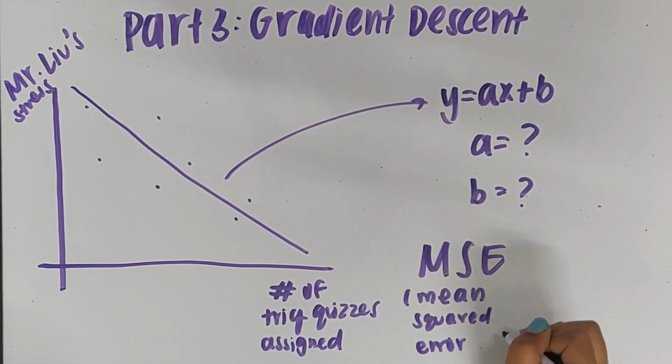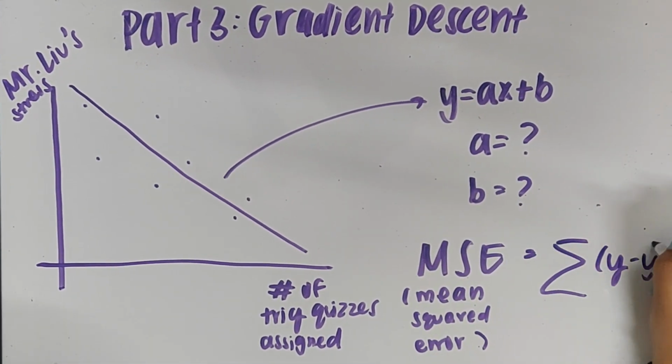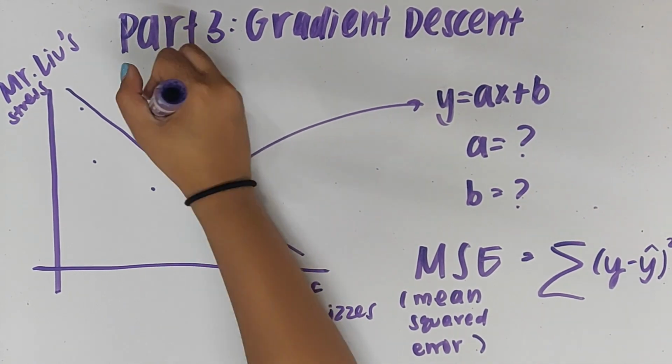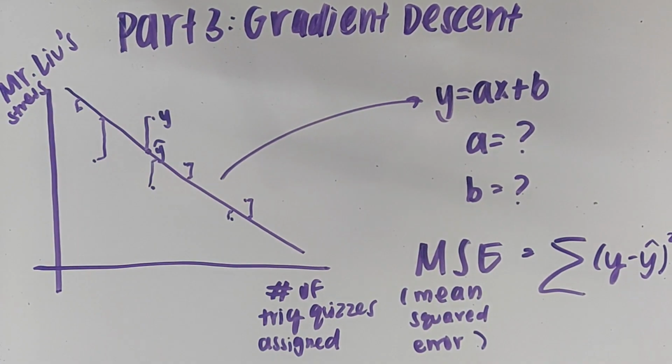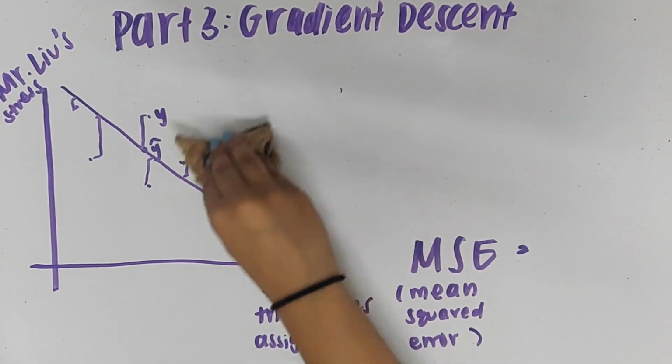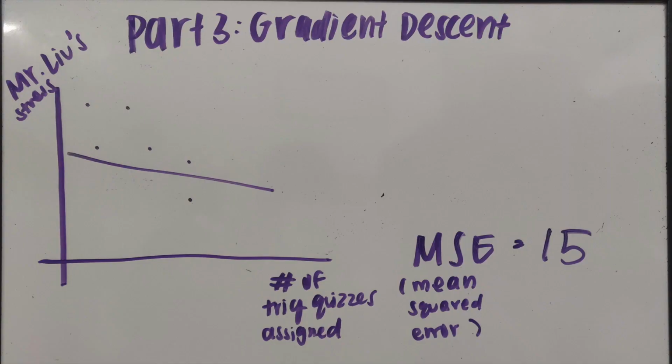To do this, we need to use the MSE, or the mean squared error. Let's call points on the line y hat and the actual points y. To find the MSE, we need to find the sum of all the differences between y and y hat squared. For a line that is totally inaccurate, the MSE will be large. In this case, a horizontal line would give us an MSE of 15.